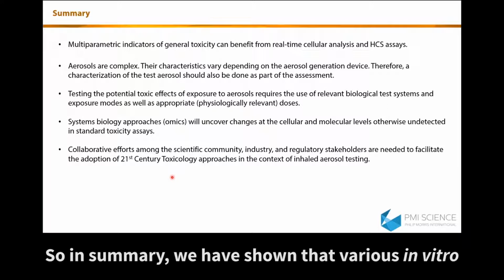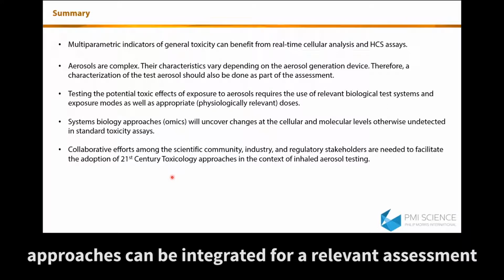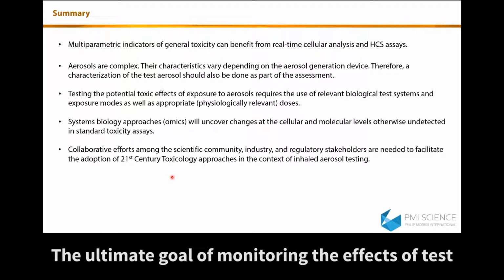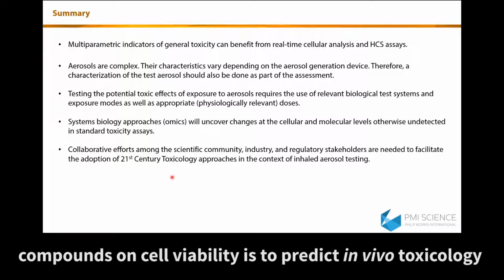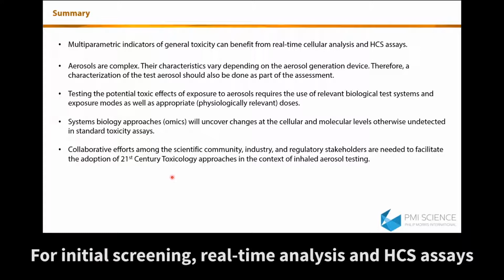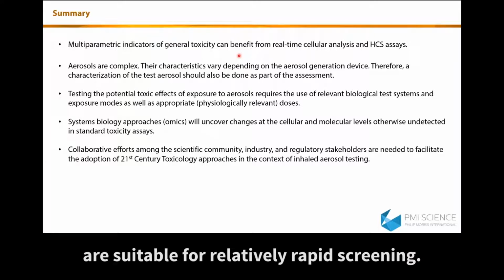In summary, we have shown that various in vitro approaches can be integrated for a relevant assessment of inhaled mixtures. The ultimate goal of monitoring the effects of test compounds on cell viability is to predict in vivo toxicology based on their toxicity profile in vitro. For initial screening, real-time analysis and HCS assays are suitable for relatively rapid screening.